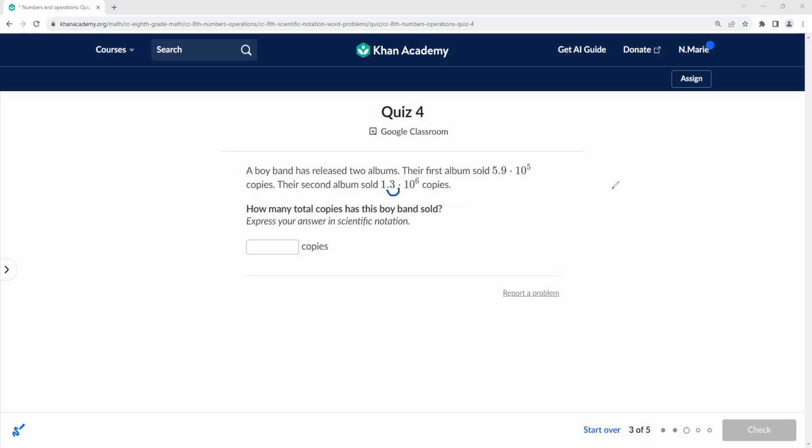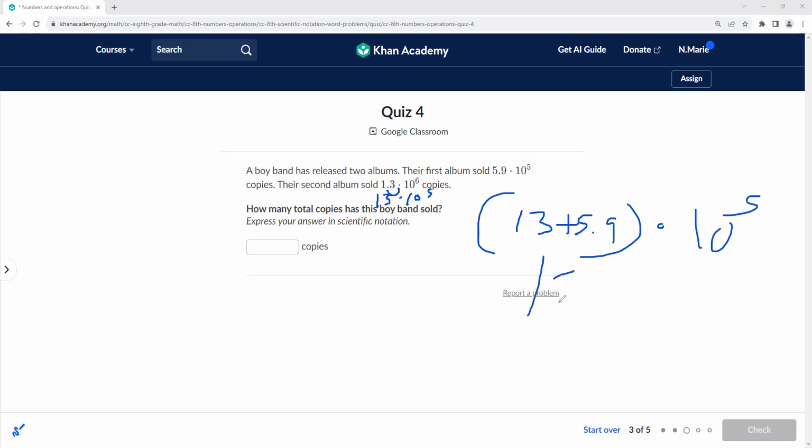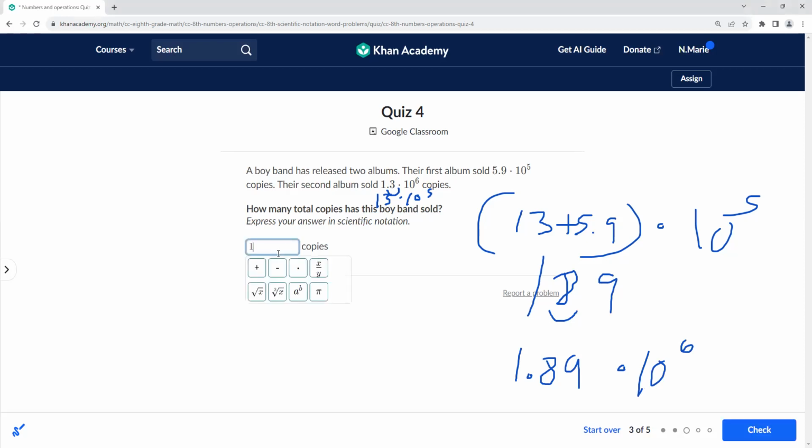So if we move this over, this would then become 13 times 10 to the 5th. So then we're going to do 13 plus 5.9 times 10 to the 5th. If we added these together, this would get me 13 plus 5.9, which is 18.9. But the decimal needs to go after the first number. So if I'm moving that over, that means I need to add a number to that exponent. And it becomes 10 to the 6. So 1.89 times 10 to the 6.